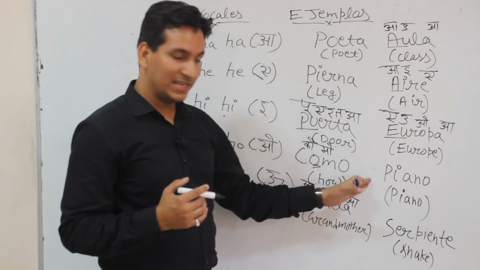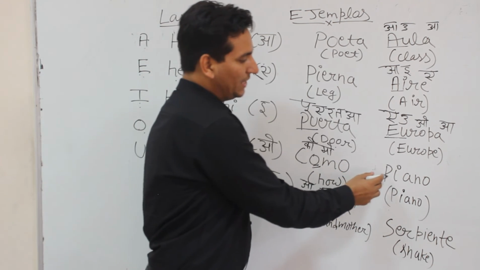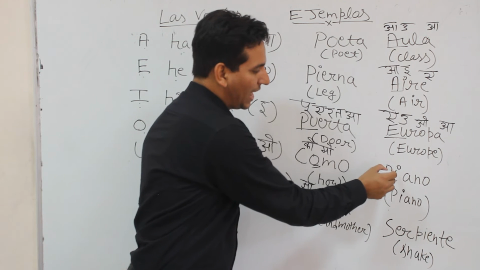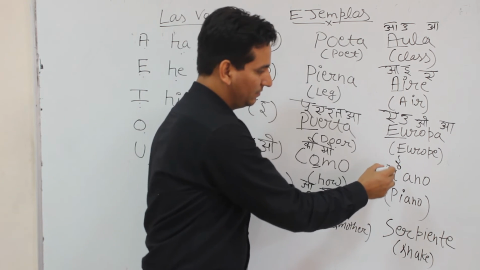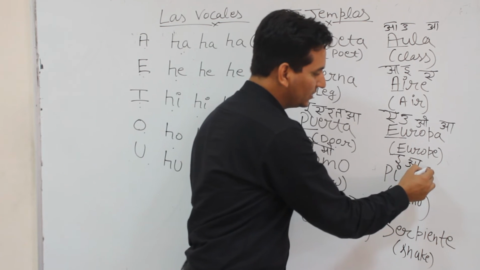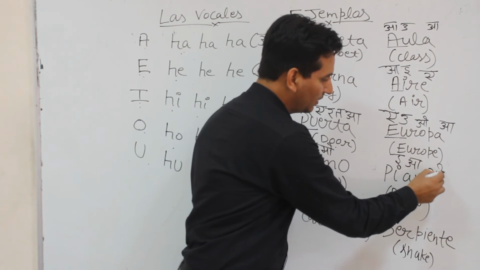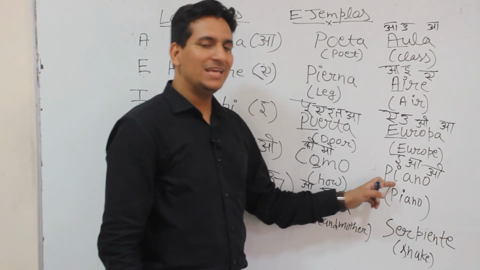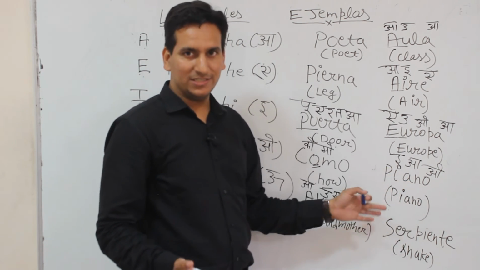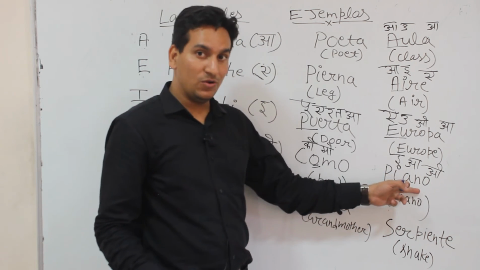A couple more examples. PIANO. I is E, A is A, O is O. So it is piano, like in English, piano.